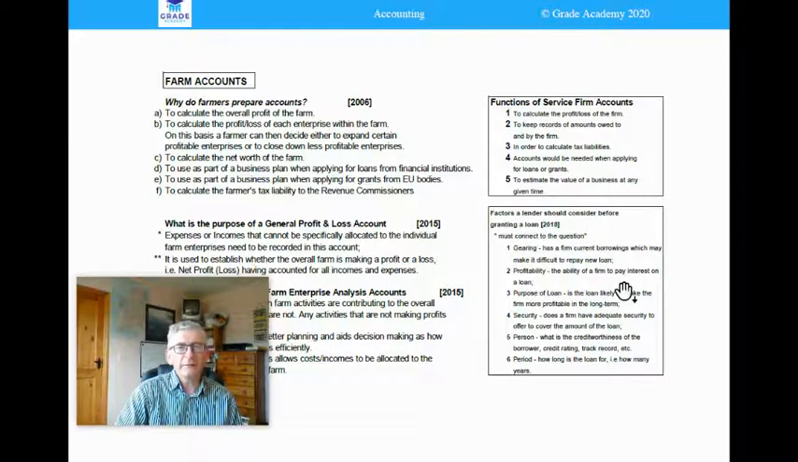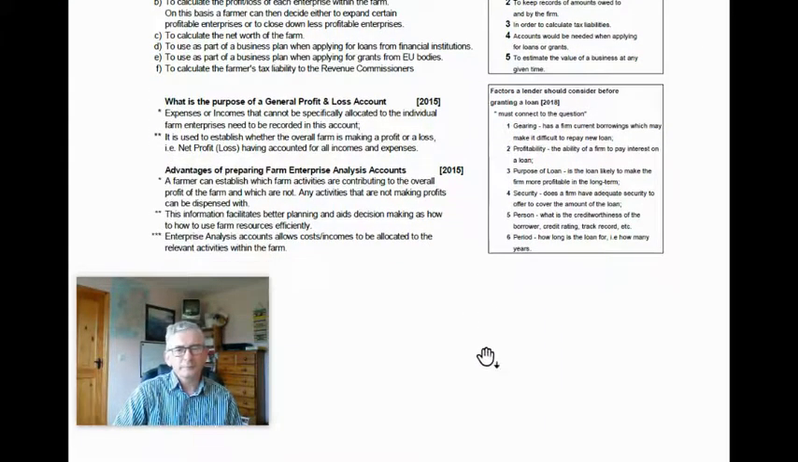Profitability, the ability of the firm to pay interest on the loan. The purpose of the loan, is the loan likely to make the firm more profitable in the long term? Security, does a firm have adequate security to offer to cover the amount of the loan? The person, what is the creditworthiness of the borrower, the credit ratings, track record, etc.? And the period then, how long is the loan for? That is, for how many years?